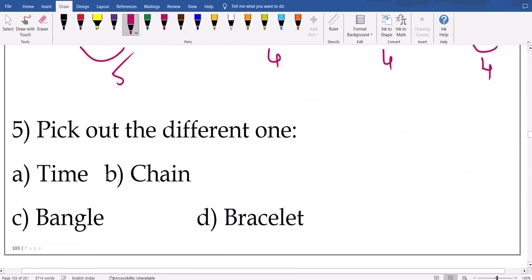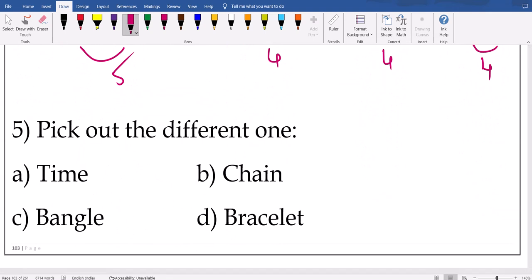This, as I said, is related to verbal also. Yeah, fine. Time, right? So chain, bangle, bracelet, so time is the different one. Remaining all we can say are ornaments, right?